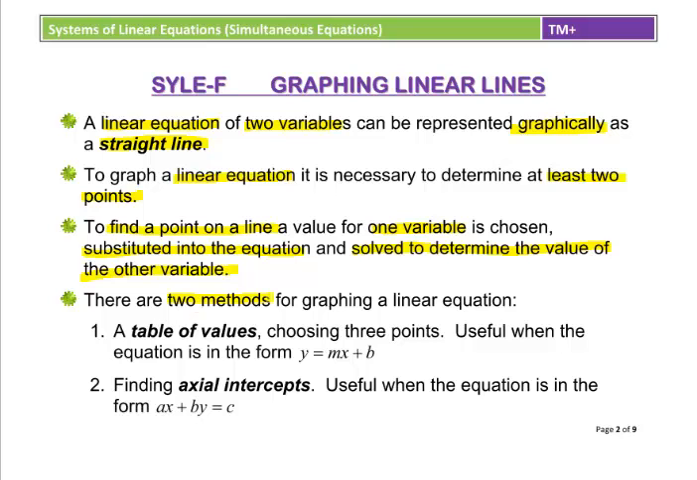There are two methods for graphing a linear equation. The first is a table of values where we choose 3 points, and this is useful for equations in the form y equals mx plus b. So that's our gradient intercept form, where m equals a gradient and b equals a y-intercept.